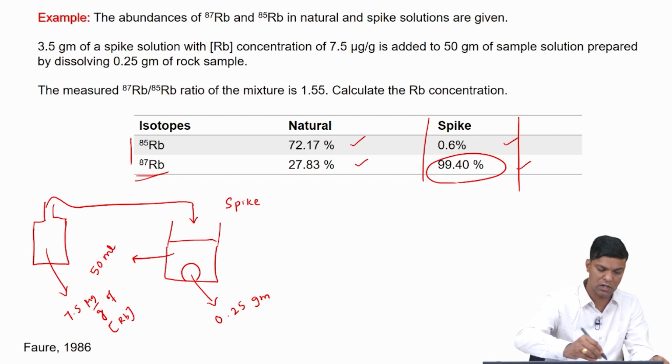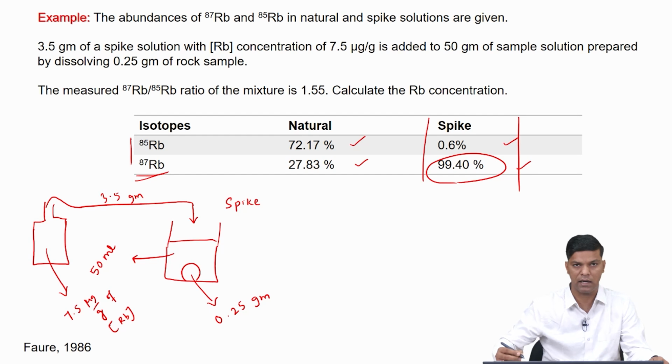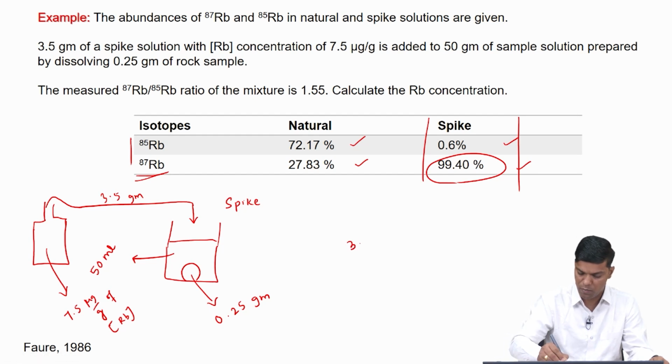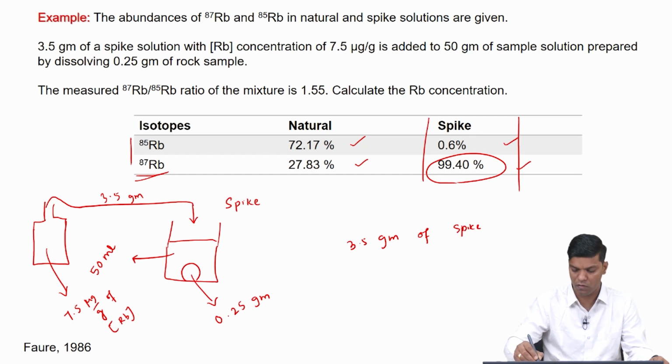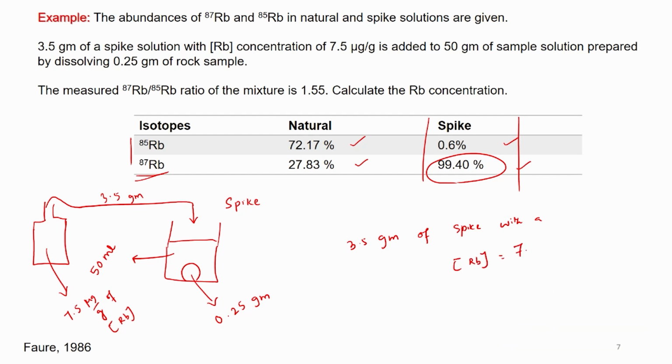From this you took 3.5 gram and added here. So, this means 3.5 gram of spike with a rubidium concentration of 7.5 microgram per gram is added. So, now you created a solution, and that mixture gives you an isotopic ratio of rubidium-87 by rubidium-85 of 1.55. With this given information, you need to compute what is the rubidium concentration for this rock sample.